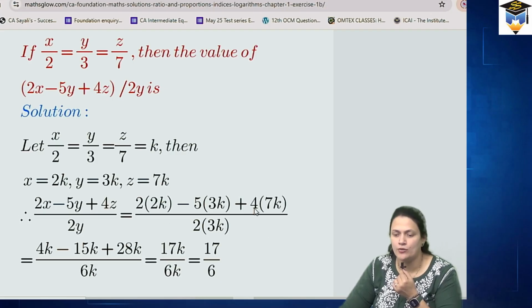So they have done it like that. So 2 into 2 is 4k, 5 into minus 5 into 3 is minus 15k, 4 into 7 is plus 28k. So answer is 17 upon 6, k will get cut. Ratio is 17 is to 6. Option D is the correct option.